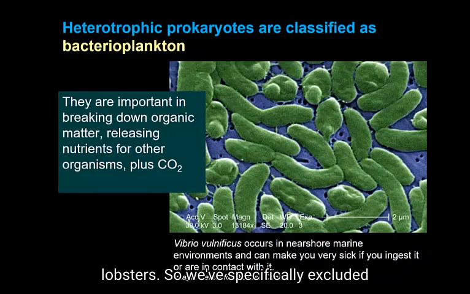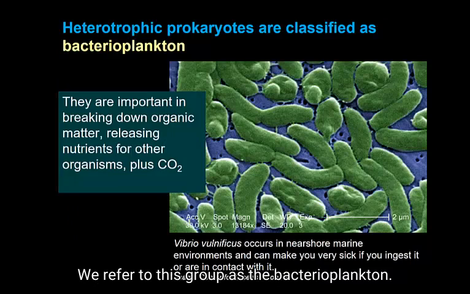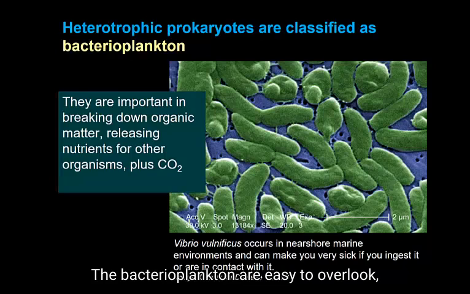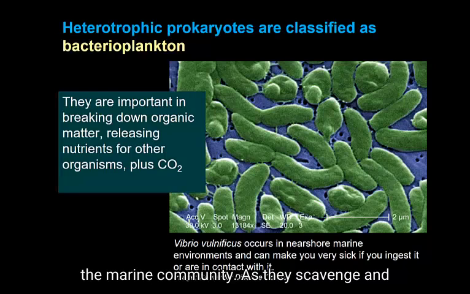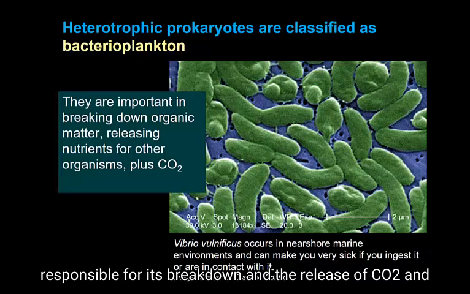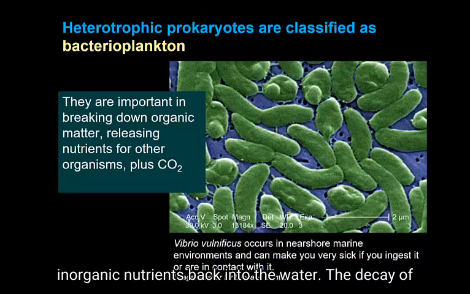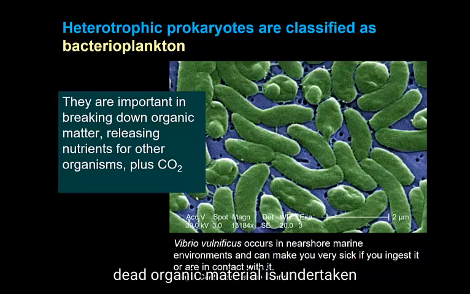So we specifically excluded the prokaryotes from the group that we call zooplankton. So where do we put them? We refer to this group as the bacterial plankton. The bacterial plankton are easy to overlook, but they are really important parts of the marine community. As they scavenge and metabolize organic matter, they are responsible for its breakdown and the release of CO2 and inorganic nutrients back into the water. The decay of dead organic material is undertaken by the bacterial plankton in the pelagic realm.